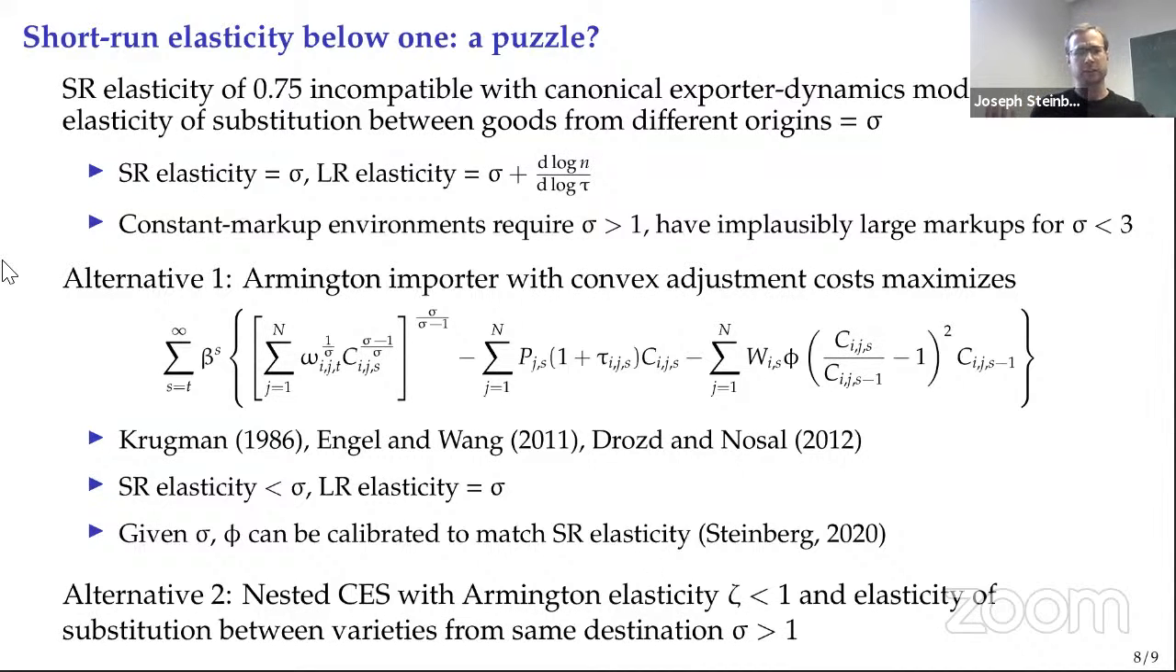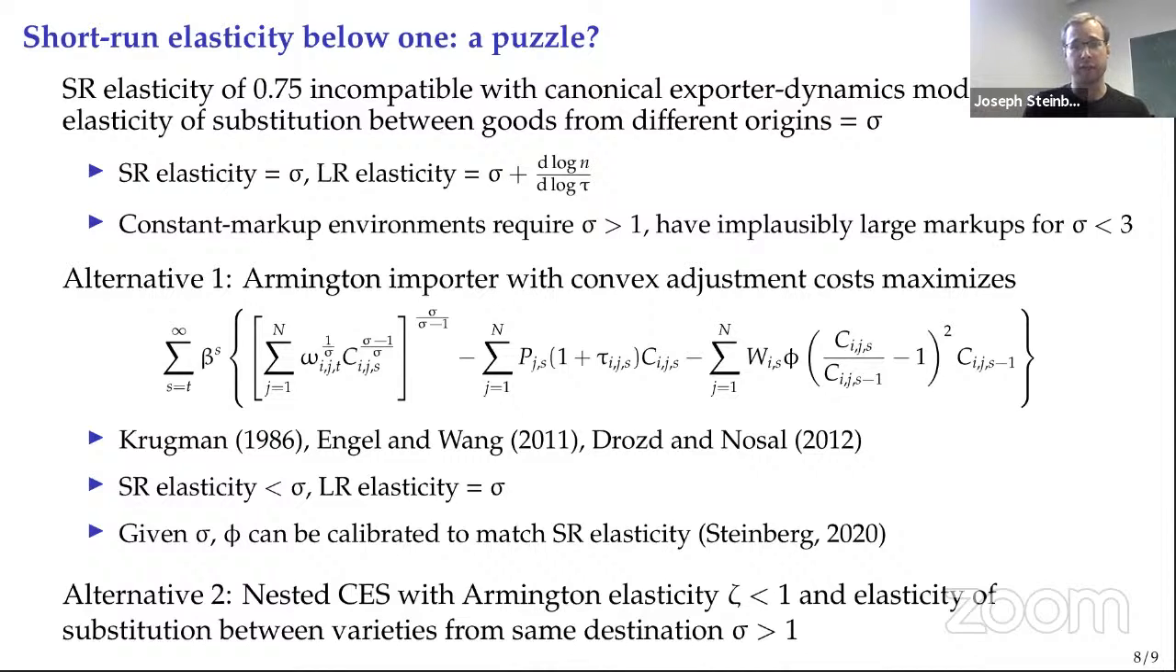The authors point out that this really low short-run elasticity is incompatible with a lot of the standard models out there. The reason is that constant markup environments, Krugman, Melitz, whatever, require that the elasticity of substitution between varieties of goods is greater than 1, right? And in the short run, in most of these models, that's precisely what the trade elasticity is.